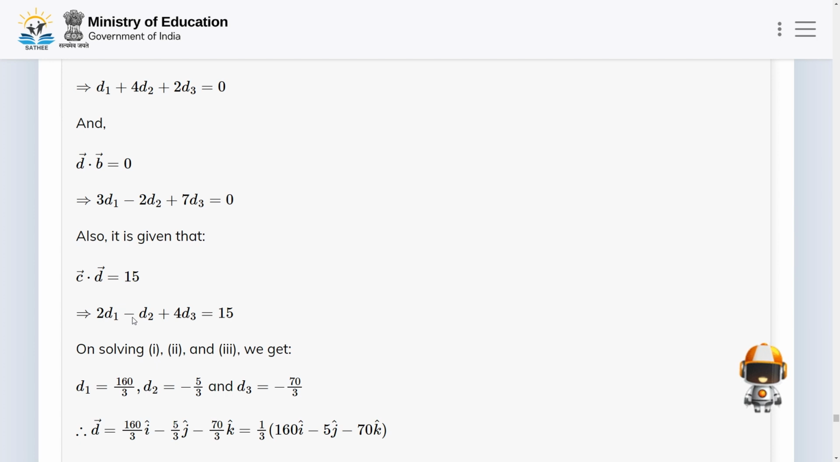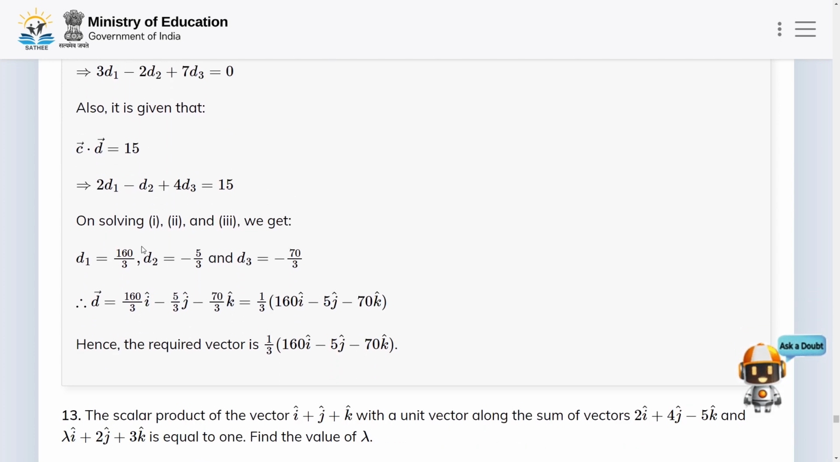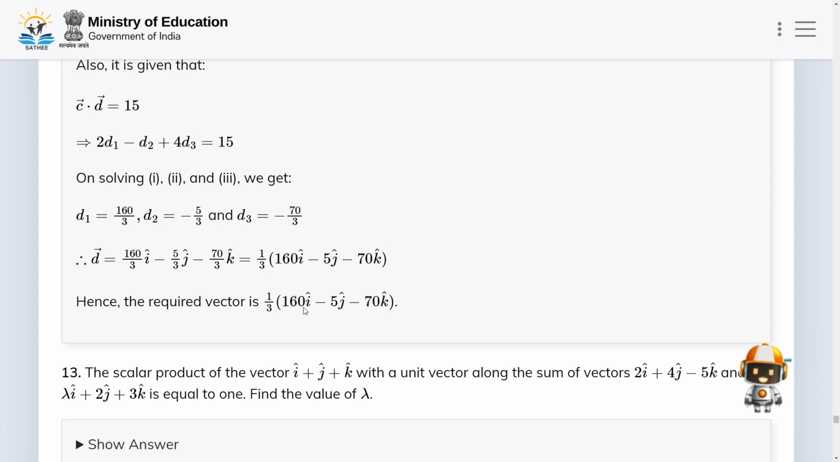This means 2D1 minus D2 plus 4D3 is equal to 15. On solving the three equations, you will get D1 as 160 by 3, D2 as minus 5 by 3, D3 as minus 70 by 3. This means your D vector, the required vector, will be 1 by 3 times 160 i hat minus 5 j hat minus 70 k hat.